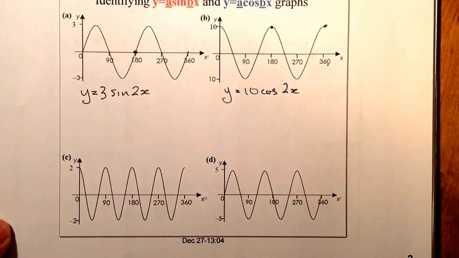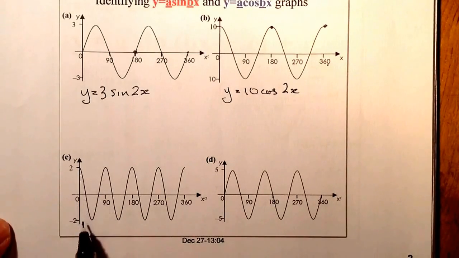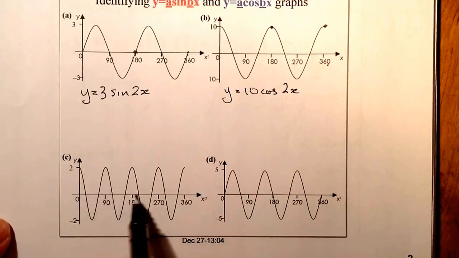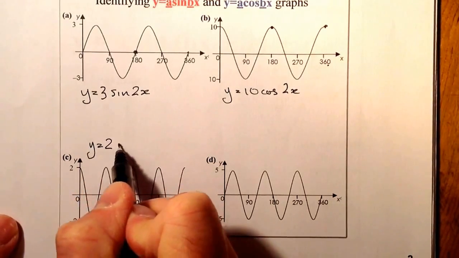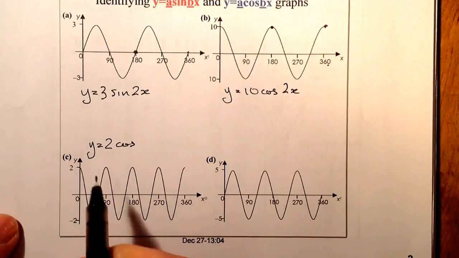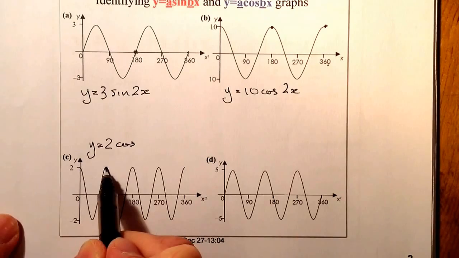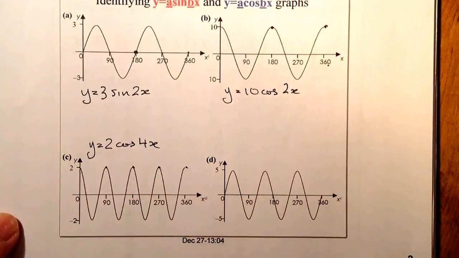Let's look at this question here. I can see it's a cosine graph starting up there, going from 2 down to minus 2, so it oscillates about 0. So I'm going to go for y is equal to 2 cosine, and I'm going to count how many cycles there are. It goes up to 360, so we've got 1 cycle, 2 cycles, 3 cycles, 4 cycles. 4x. They're the only things that I'm changing at this time.